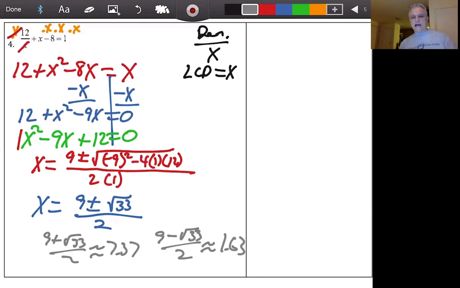Okay. Now, we've isolated the x. We solved for x. Check to see if anything's extraneous. Well, it looks like the only thing that x could not be is 0. Right? The only denominator was x, and we know that the denominator can't equal 0. Well, this isn't 0, and this isn't 0. So I guess we're in luck there. So let's go to Desmos and see if we can verify this.